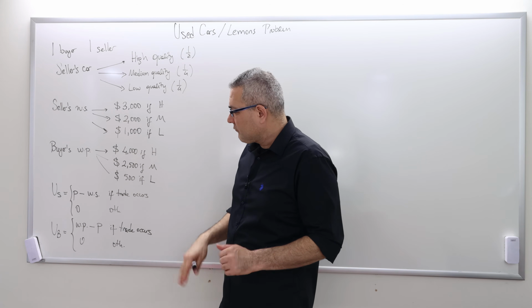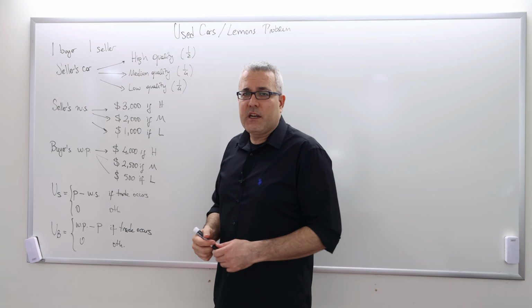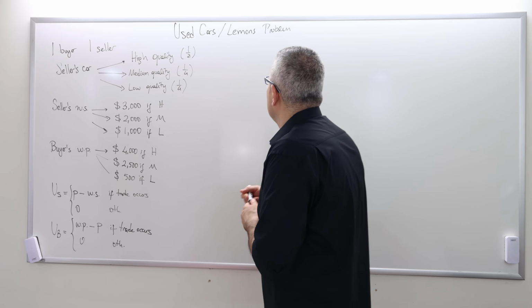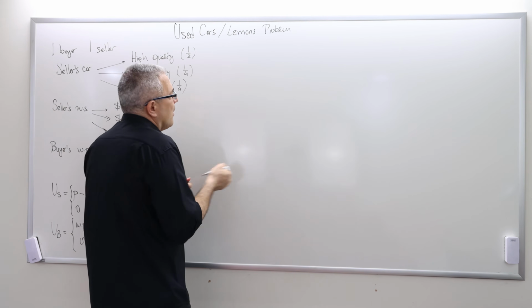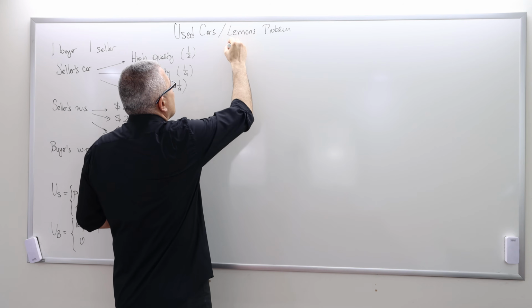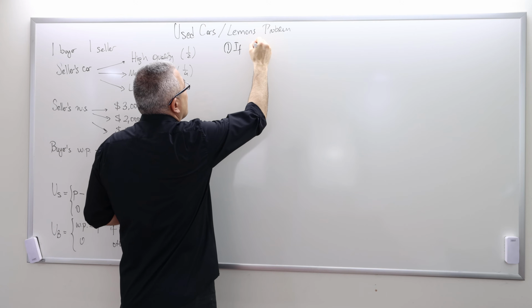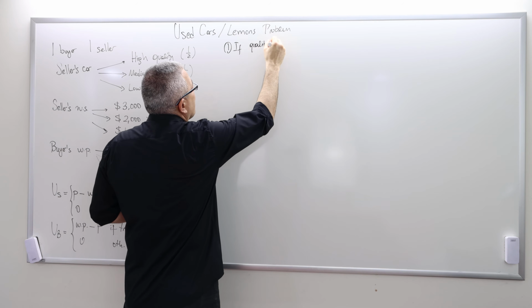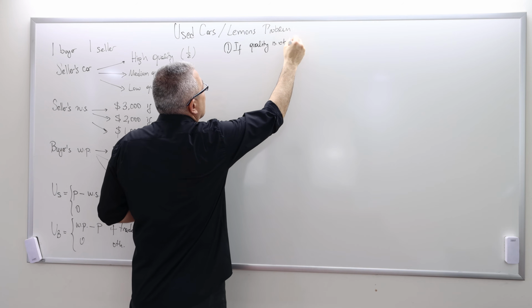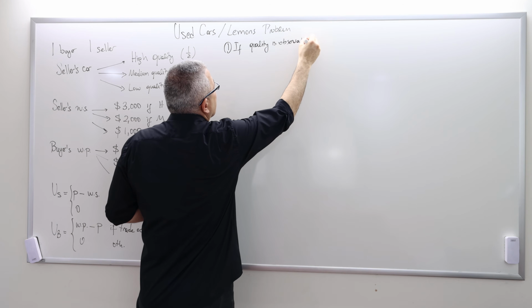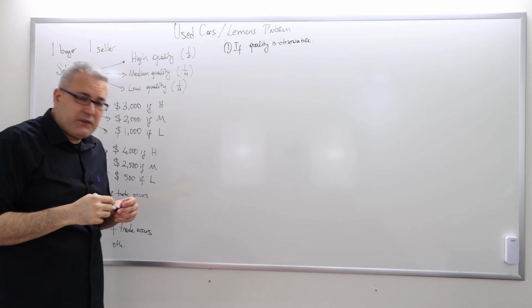In this scenario, we are going to answer two questions. One, the first best: what if quality is observable? So the buyer can observe the quality of the car.